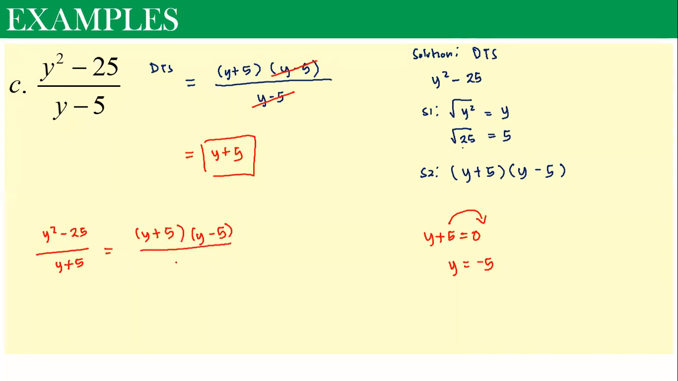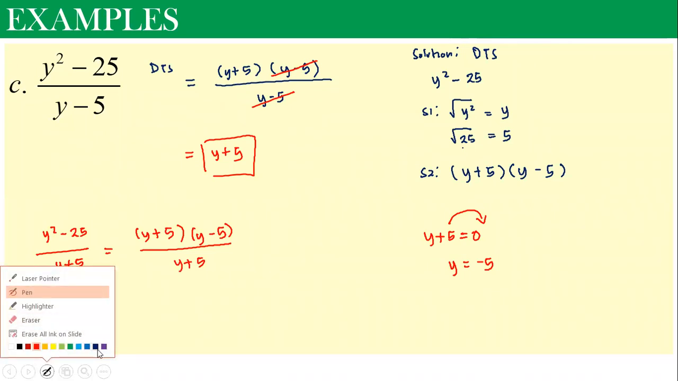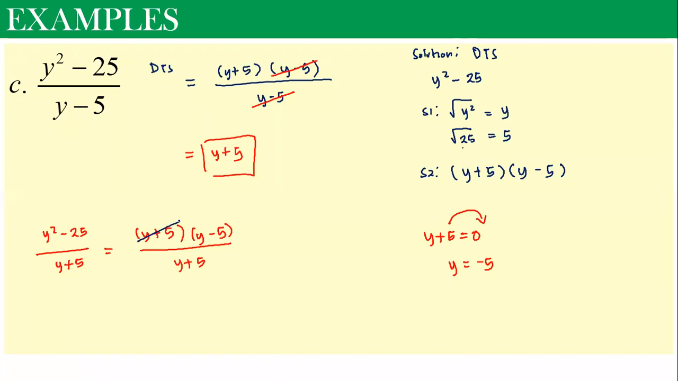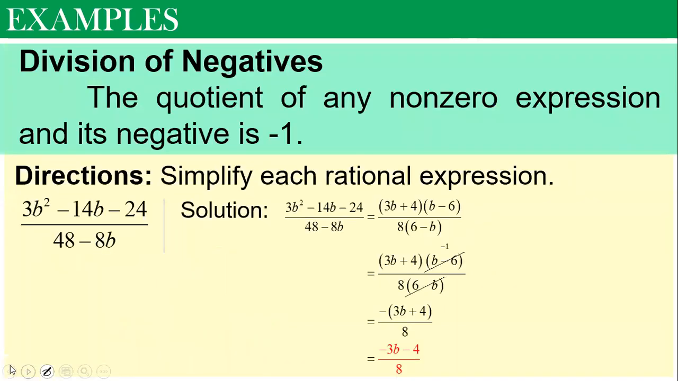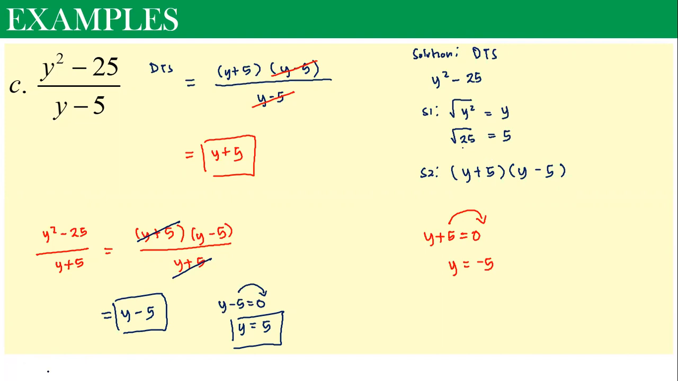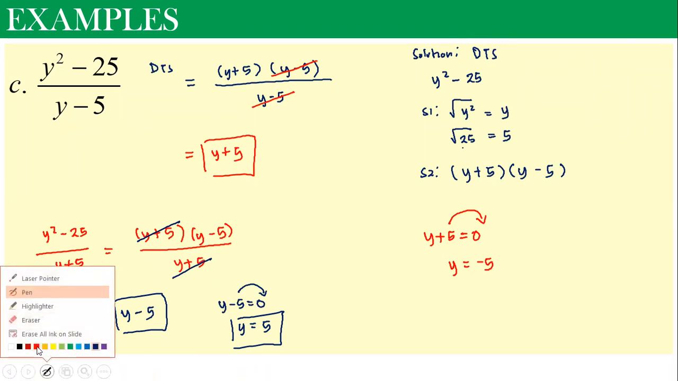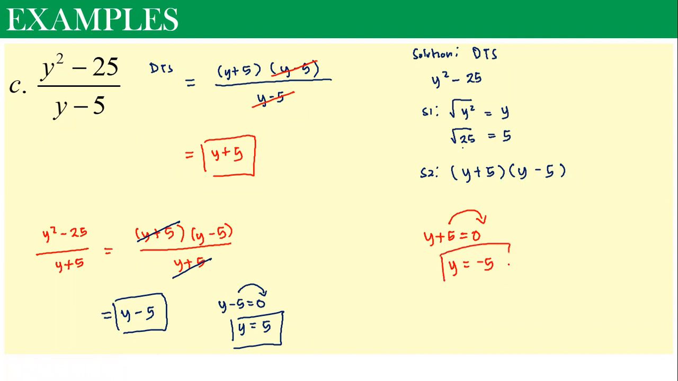And then the denominator is y plus 5. Then the common factor is y plus 5. So you will cancel out the y plus 5. And then the answer will be y minus 5. Okay? And then if you want to find the value of y, we have y minus 5 is equal to 0. Transpose negative 5. So it will be the opposite sign. So we have y is equal to 5. Ayan. Okay? So that is how to simplify rational expressions po, yung kanina sa value ng y.